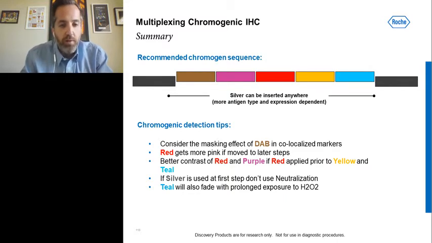Red, we've found, does get more pink if it's used in later steps within the sequence. And you definitely get a better contrast between the red and purple if it's applied early in the sequence, particularly before yellow and teal. As I mentioned with silver, it's important to use it at the end of the sequence if you are using neutralization. And also teal, we found, does fade a little bit with prolonged exposure to H2O2. So those are a couple of tips to consider.